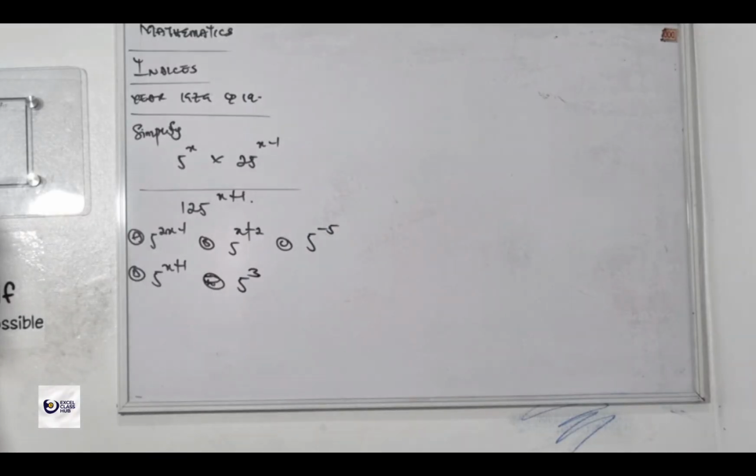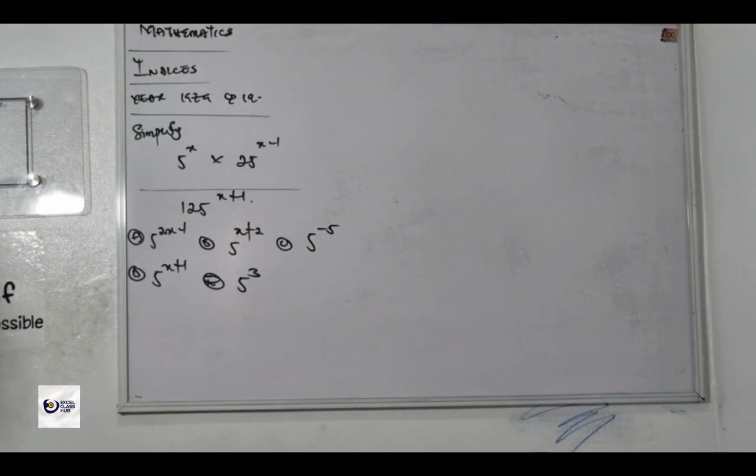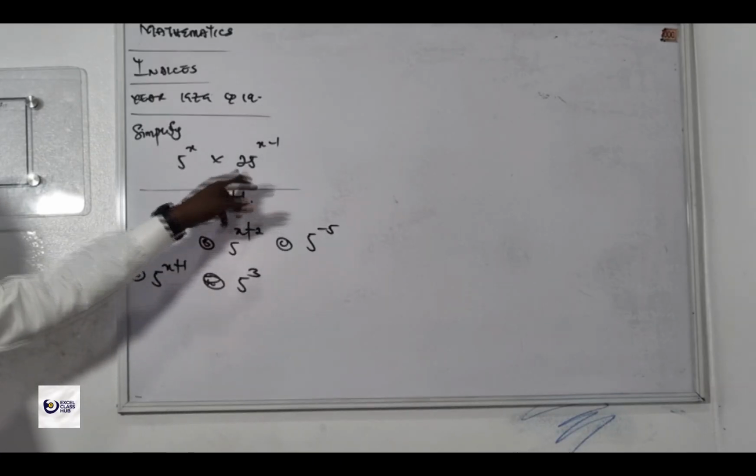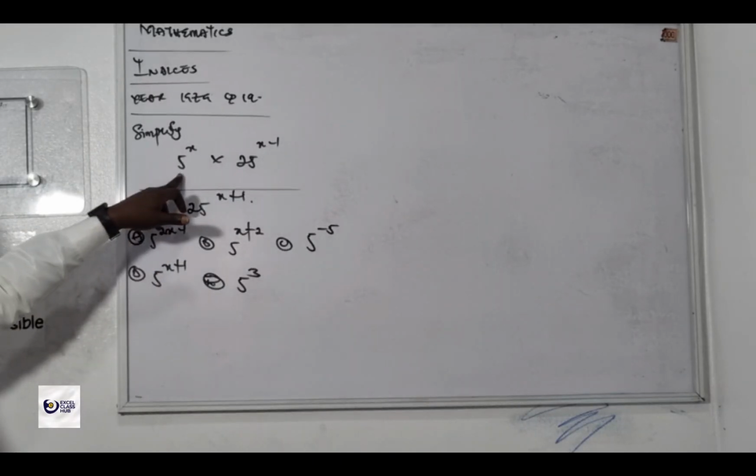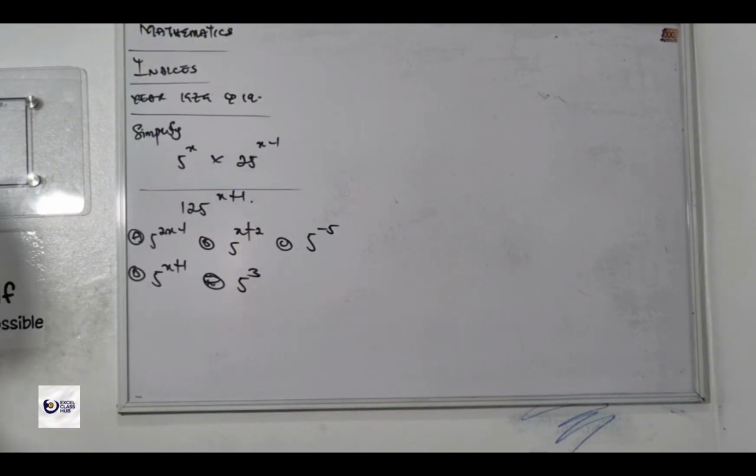This is the next question now, student. The question says simplify 5 raised to the power x times 25 raised to the power x minus 1 all over 125 raised to the power x plus 1. First and foremost, you reduce this one back to 5 raised to the power 2. Let every one of them be in the same base, because the lowest base there is 5.